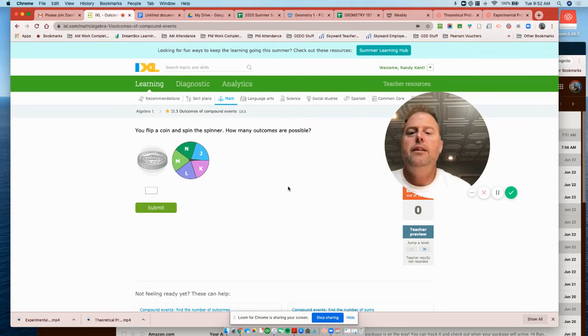So now we're looking at the possible outcomes with compound events. With compound events, we're looking at more than one thing happening. We're looking at more than one event. So we have one event and another event. We want to combine them together to see how many possible outcomes there are.